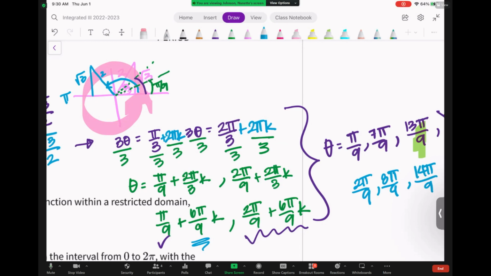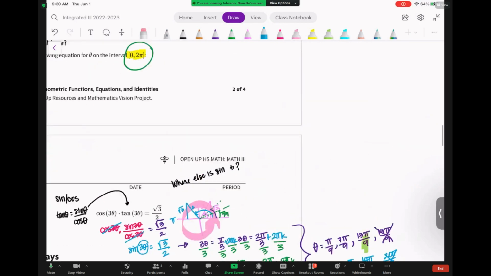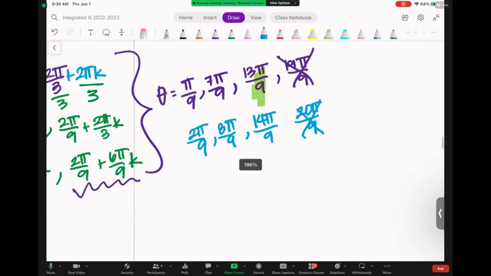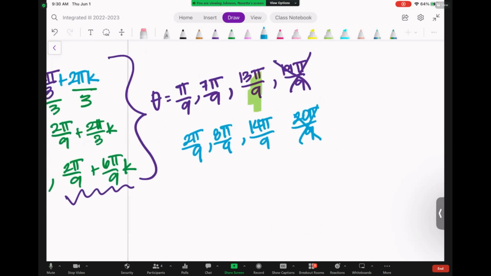Here's your kind of like, should I just do this all the time, Miss Johnson? Yeah. Here's what you do. You do this all the time. And when it says 0 to 2 pi, you make your little list like we did here, and you cross out anybody who goes outside of the interval that you're being asked of. Does that make sense? That's kind of like your safety net.